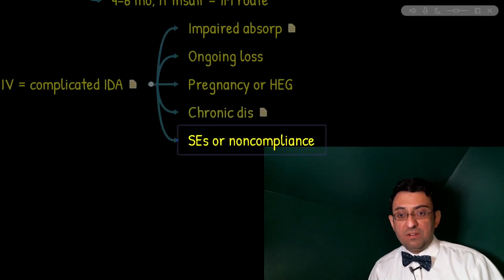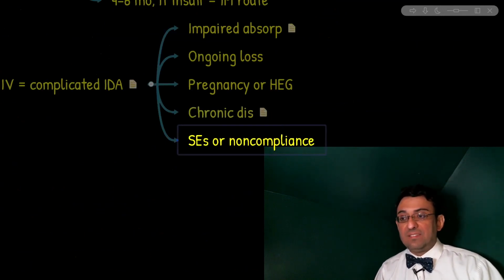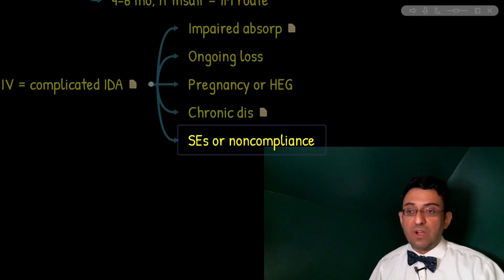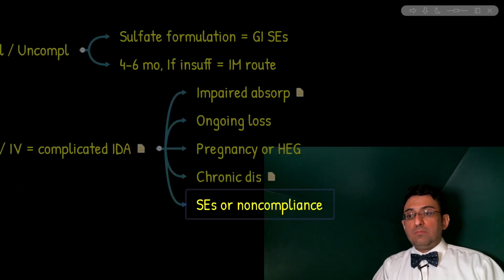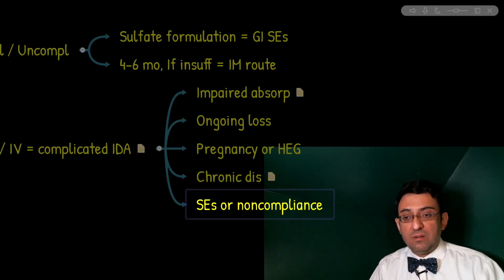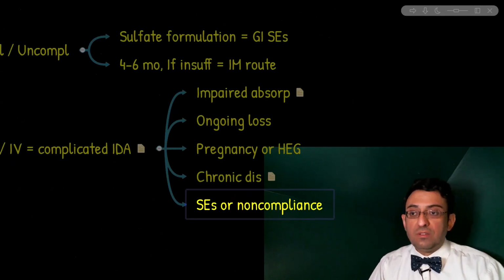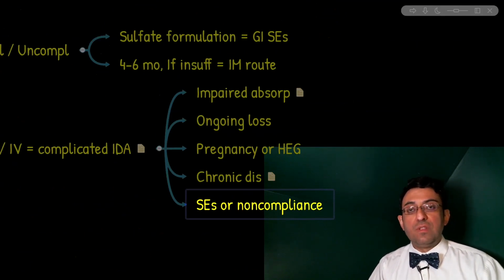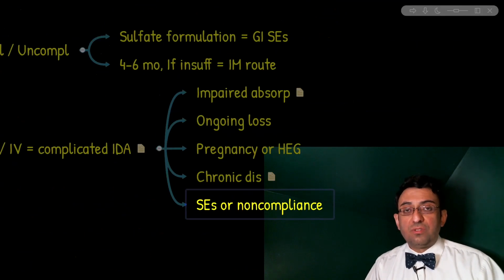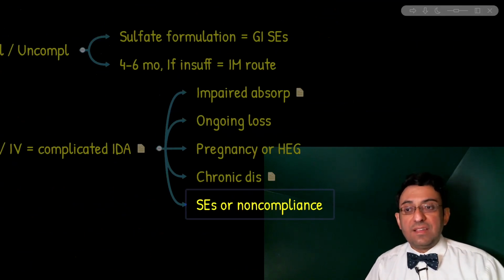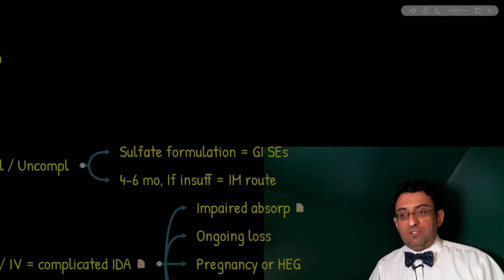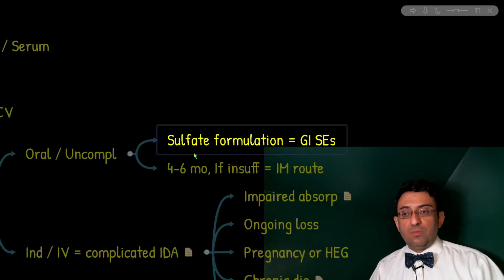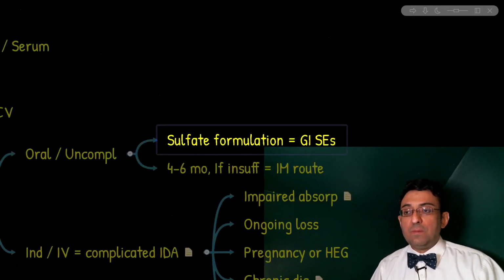And finally, remember that if the patient has any side effects to oral iron supplements, they also need to receive IV. Now, one side effect of IV iron supplementation is allergic reaction to iron dextran injections, and it's shown that iron sucrose IV preparations are less allergic. But if the patient does not have any of these indications, we use oral iron supplementation.